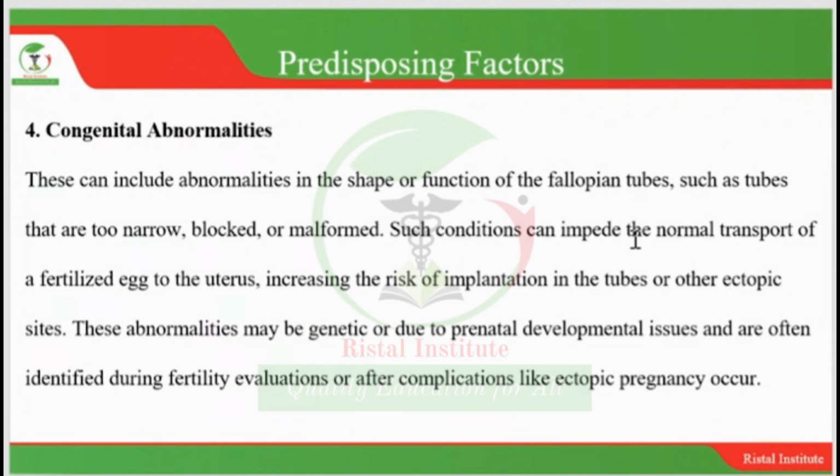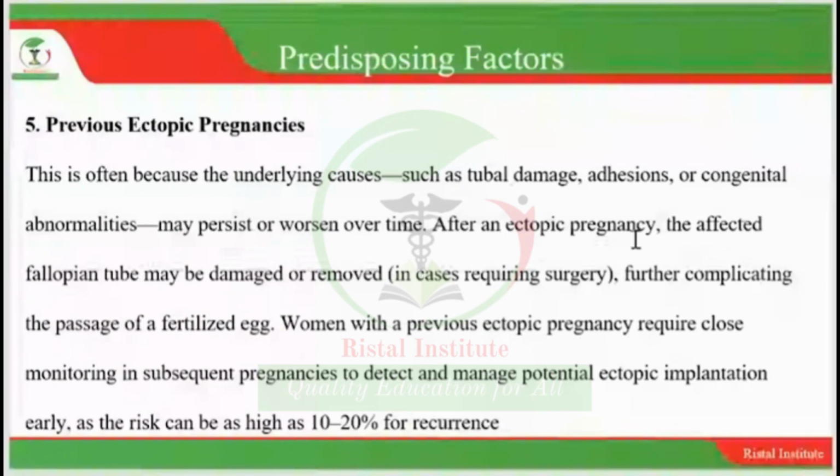The fifth predisposing factor is previous ectopic pregnancies. This is often because the underlying causes, such as tubal damage, adhesions, or congenital abnormalities, may persist or worsen over time.